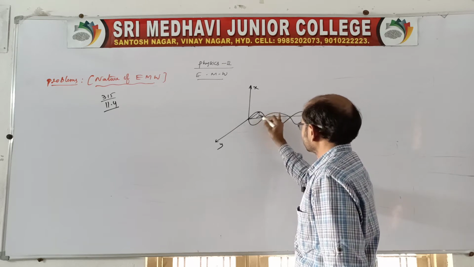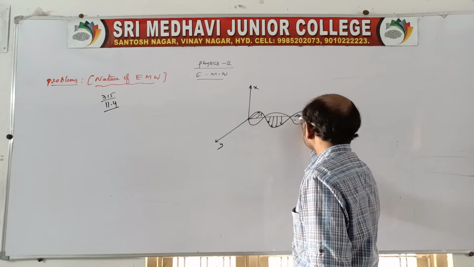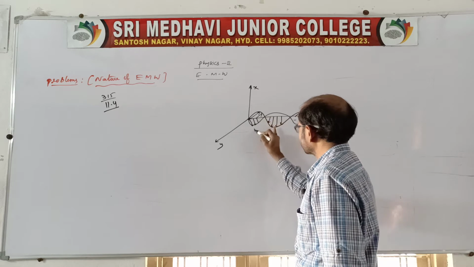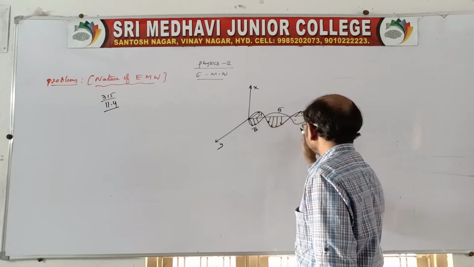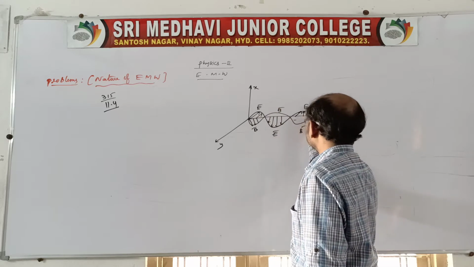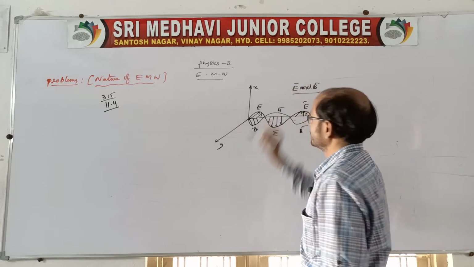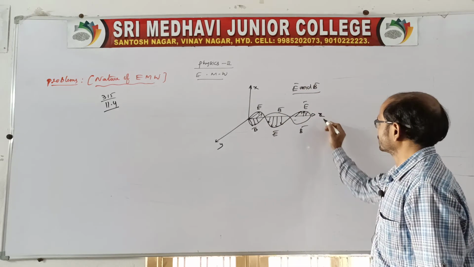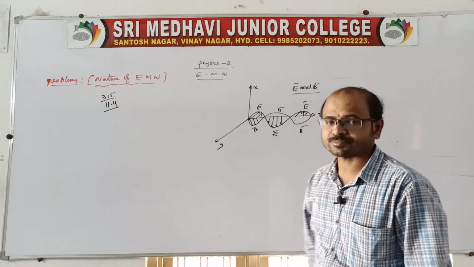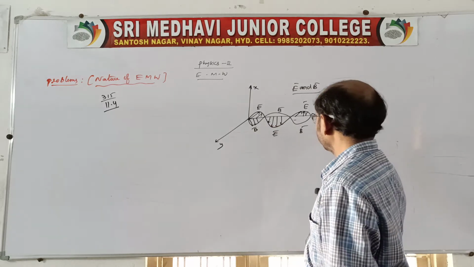Take the electric field vector E like this, and there will be a magnetic field vector B. This is represented as B, and this is represented as E. E and B are perpendicular to each other, and the wave propagates along the direction of E cross B. This is the answer to the first question: they are perpendicular and travel along the z direction, E cross B.